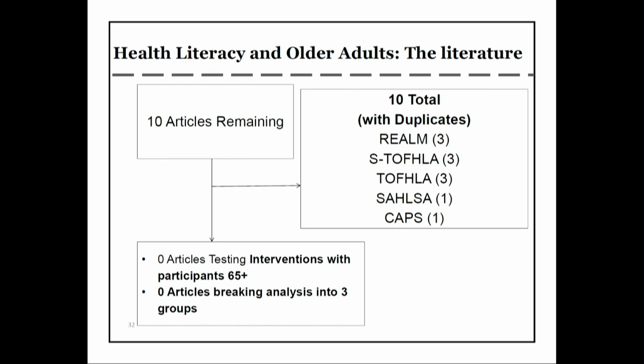We looked at what measures were being used, and again, I might put out there that no tool has yet been tested and validated for older adults. So we're still using the same tools, but not quite sure if they're valid for this population. And as you can see here, the REALM and S-TOEFL and TOEFL, even the SALSA, those have all been validated. CAPS is a little bit different because it's on patient satisfaction. And some studies use 2 of the tools within 1 study, so maybe they use the REALM and the S-TOEFL together to measure health literacy. But in the end, we found that there were no articles testing interventions with participants over the age of 65, and there were no articles that broke the analysis into the 3 groups for older adults.